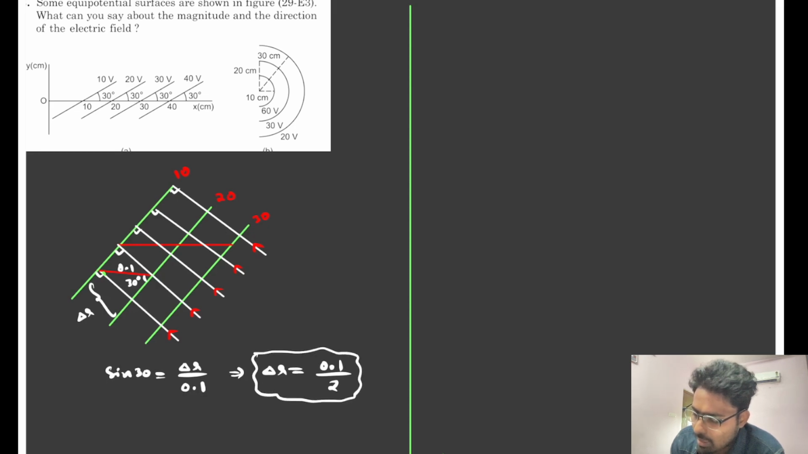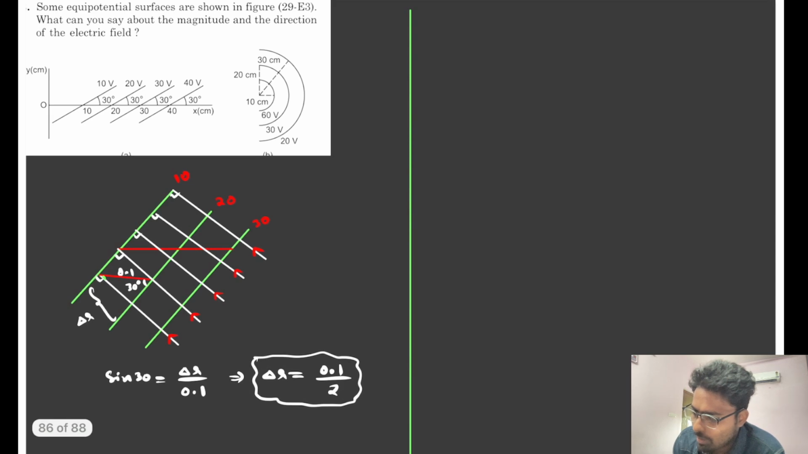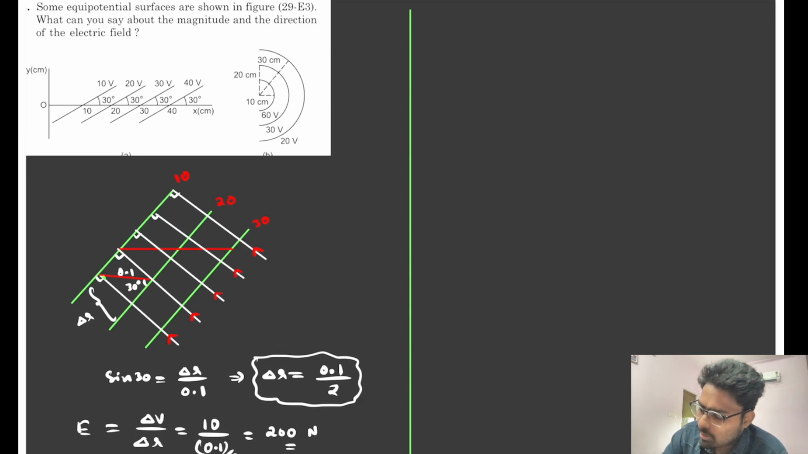Once I get the value of delta R, the electric field I want to find, right? So electric field is nothing but delta V by delta R in the direction of electric field. Potential difference is 10, and delta R is 0.1 divided by 2, which is 20 by 0.1, which is 200. So I can say 200 volt per meter, or Newton per coulomb.